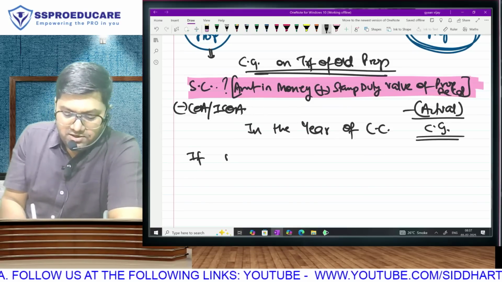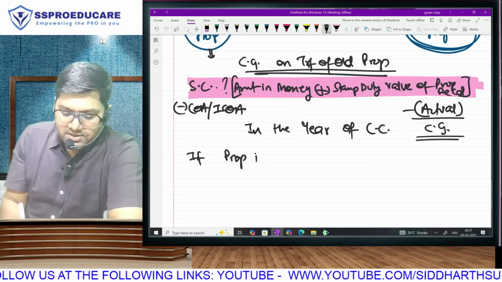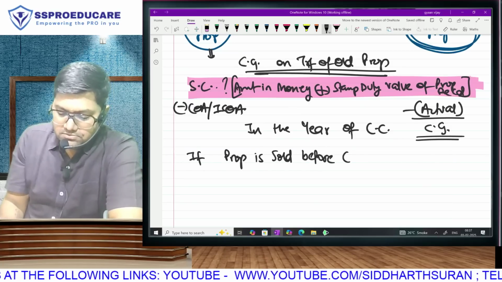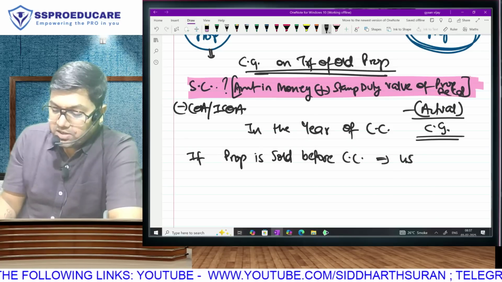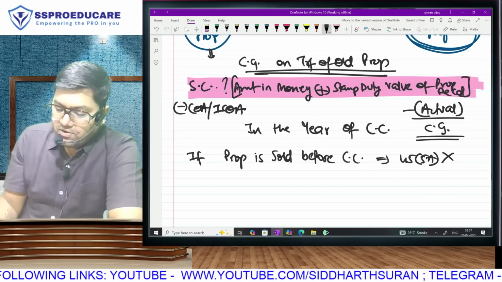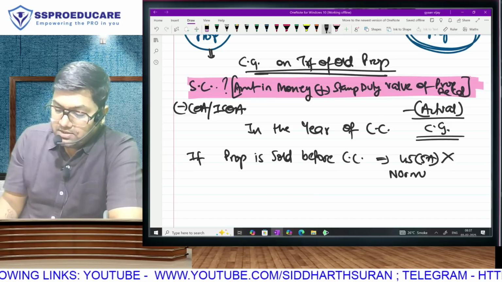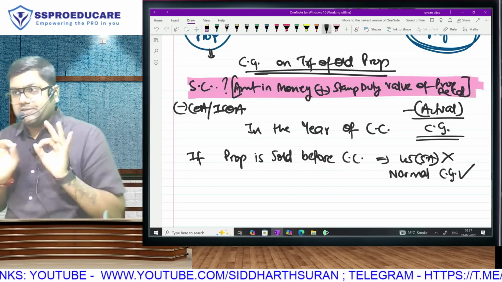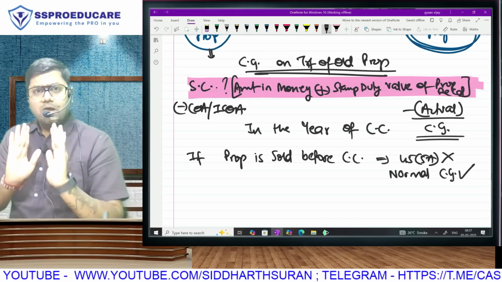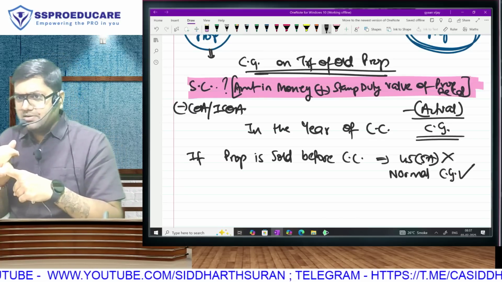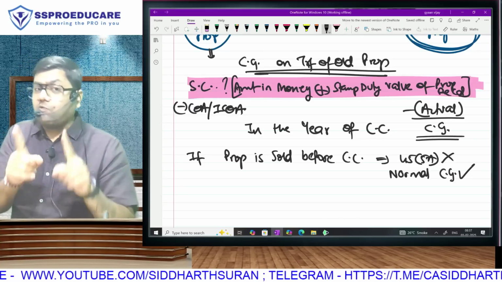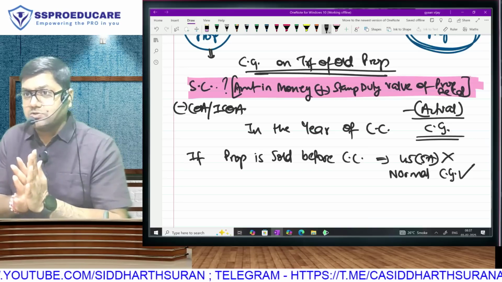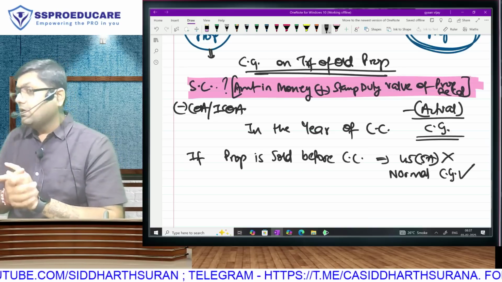One, if the property is sold before CC, then in that case 45(5)(a) will not be applicable. We will apply the normal provisions of capital gains. Let me explain. Please understand. Okay. Everyone is clear about the meaning of joint development agreement. Everyone is clear about what we will take as selling price, not just the answer here, but the logic of that answer also. Everyone is clear. Now please understand.